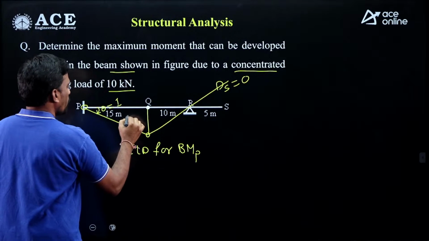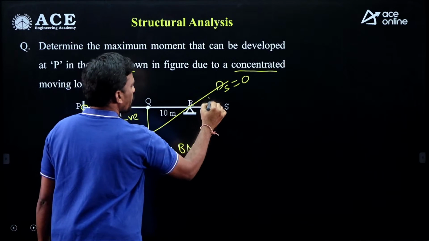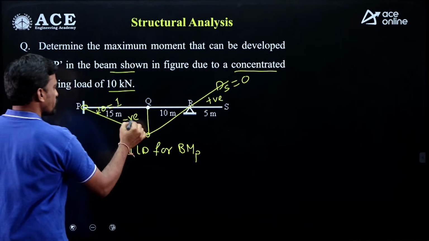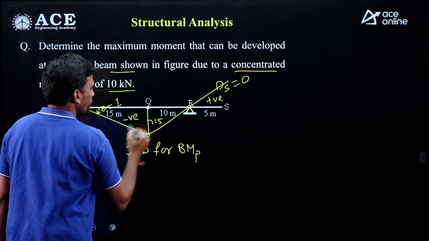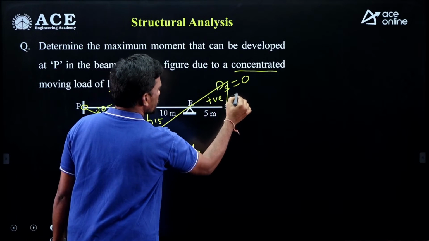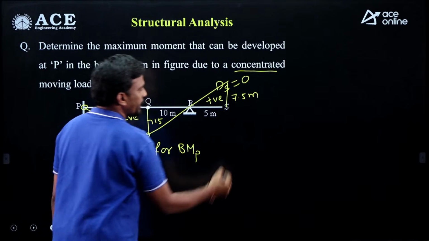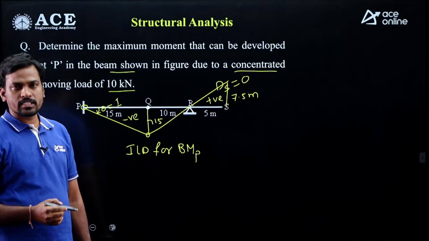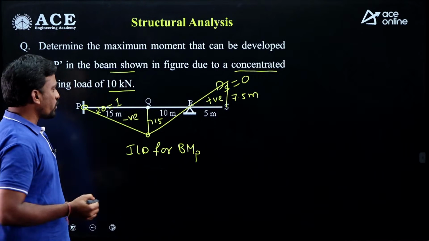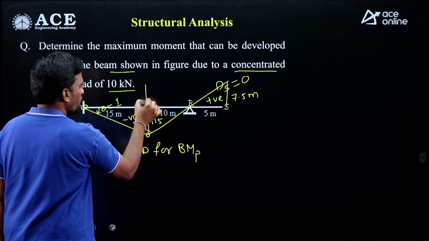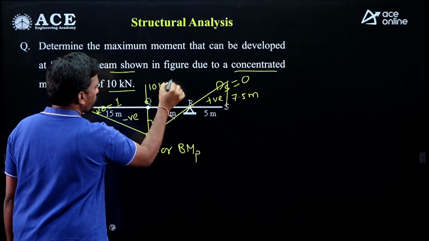Okay. So below the reference line is negative, then above is positive. First we have to find this ordinate. So this ordinate value is 15. Okay. And this is 10 meter, 15, this is 5 meter, right? Then this ordinate value is 7.5 meter. So where to place the load 10 kilonewton? Where ordinate is maximum, there we have to place the load, right? So in this ILD, ordinate is maximum at point Q, then place the load 10 kilonewton at point Q only.